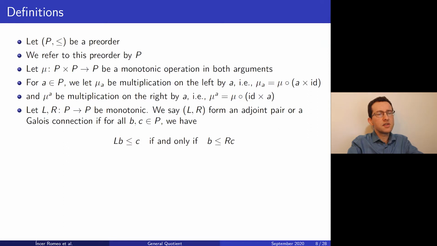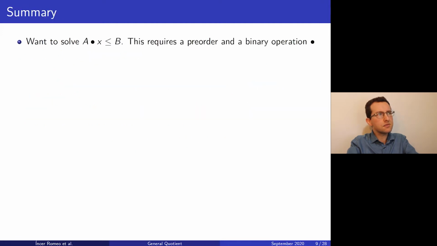The last point is a reminder. If you have L and R being monotonic functions on the preorder, we say that L, R form an adjoint pair, or what is synonymous, they are a Galois connection, if for any two objects of the preorder B and C, L applied to B is less than or equal to C, if and only if B is less than or equal to R applied to C. You can see the symmetry between L and R in this expression.